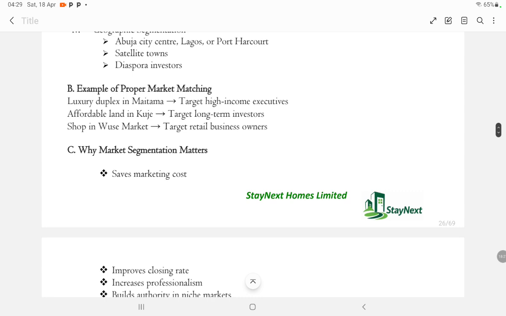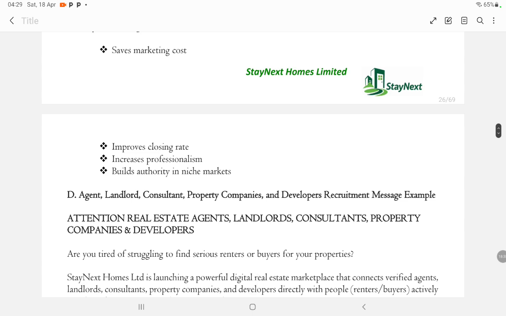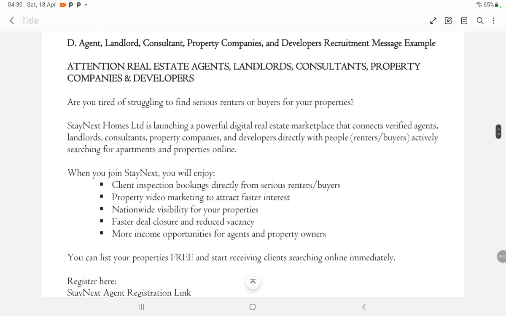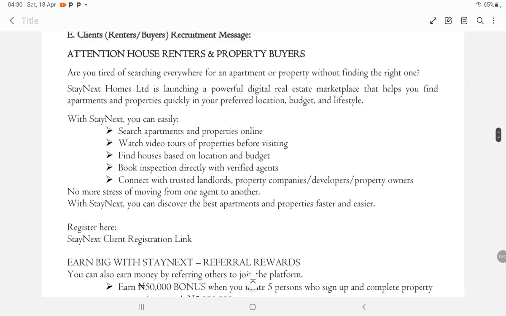So why market segmentation? It saves marketing cost, improves closing rates, increases professionalism, and builds authority as a niche market. These are the things that guide you on who to meet to buy property, and for those who come to you to buy property, you can segment them easily and know what to allocate to them. These are just for your attention: real estate agent, landlord, advertising yourself or your company is how you earn. This is necessary, just go through them.